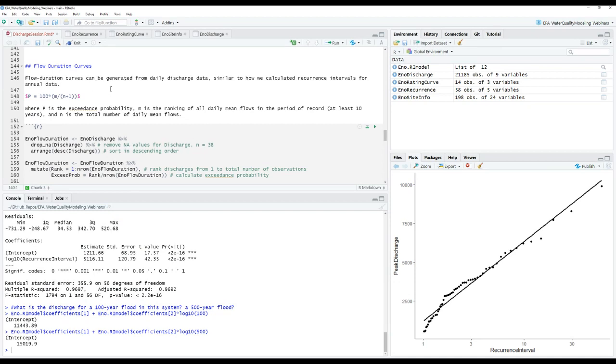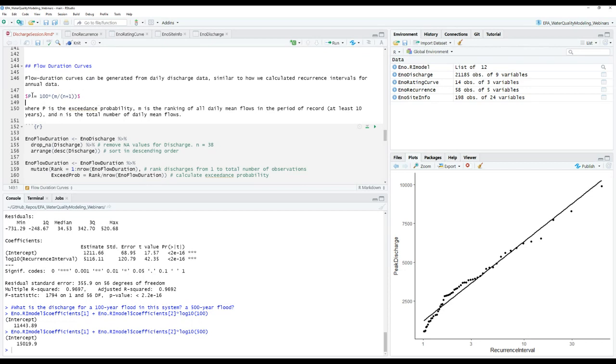So flow duration curves can be generated from, we were just looking at annualized data, so our peak annual data. We can generate a flow duration curve from daily discharge data. So on any given day, how likely is it that we will see a discharge of a given magnitude? So here's the specific equation for that.